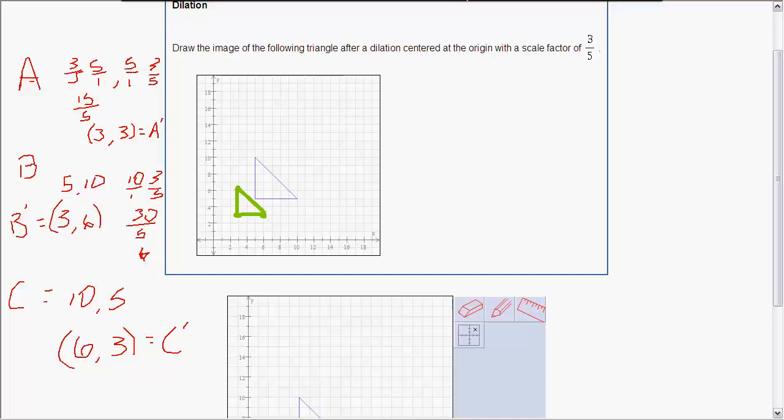And that would be your final answer of doing a dilation with a scale factor of 3/5. So you do the same thing, whether it's 2, you'd multiply by 2. If it was a scale factor of 3 over 4, you'd multiply by 3, then divide by 4. So you just do that to each one of your x's and your y's. That's how you do a dilation. Good luck.